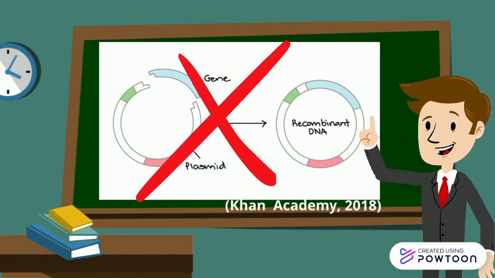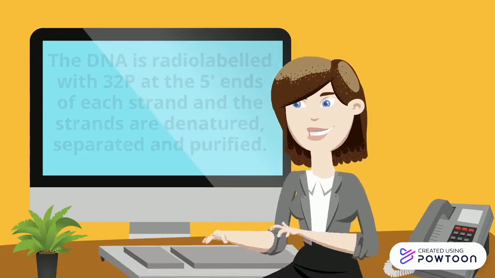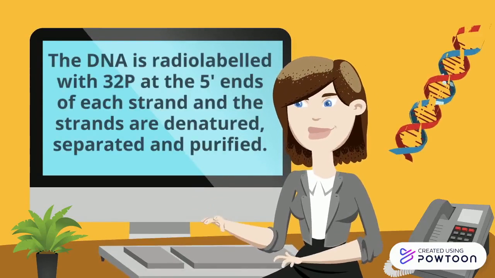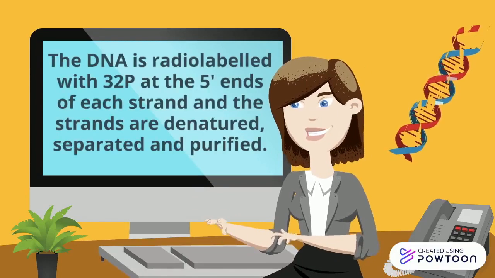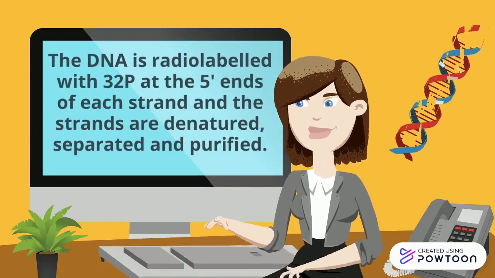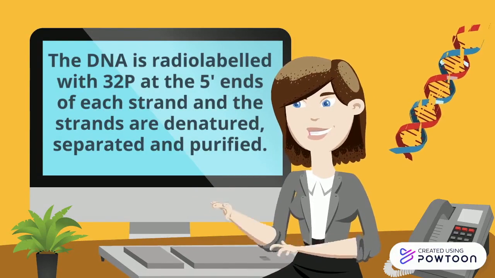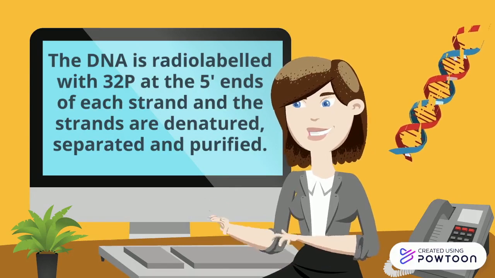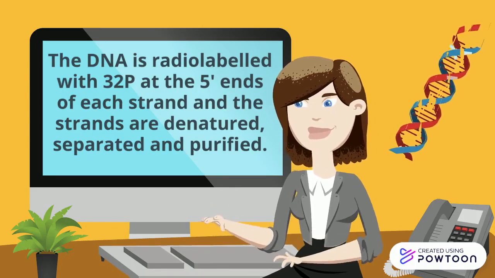in a plasmid vector. Then, the DNA is radiolabeled with 32P (phosphorus-32) at the 5' ends of each strand, and the strands are denatured, separated, and purified to give a population of labeled strands for the sequencing reactions, as shown in the next slide.